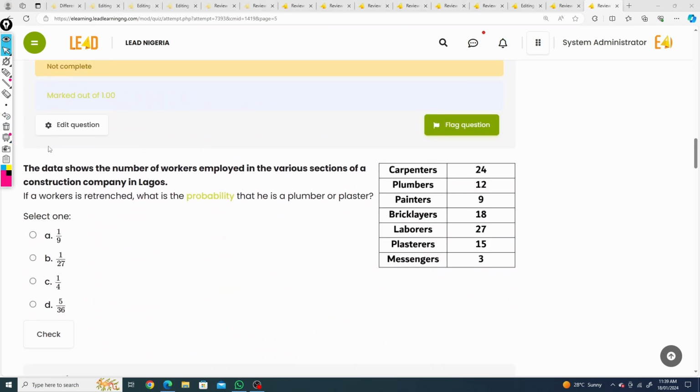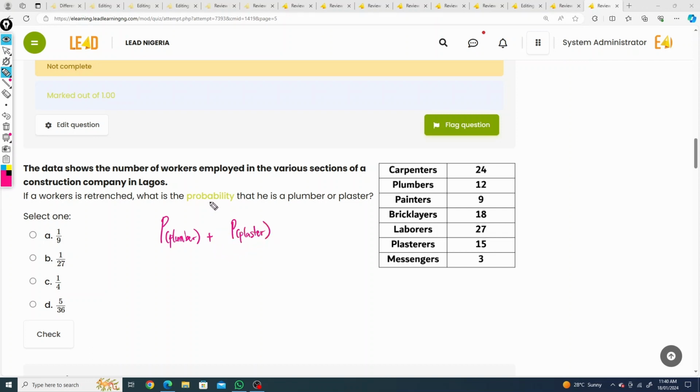Okay. The data shows the number of workers employed in the various sections of a construction company in Lagos. If a worker is retrenched, what's the probability that he's a plumber or a plasterer? All right, so 'or' means, of course, we add, right? It means that it's a single event we're trying to check, but we have multiple outcomes, so we add up. So that'll be the probability of a plumber plus the probability of a plasterer.